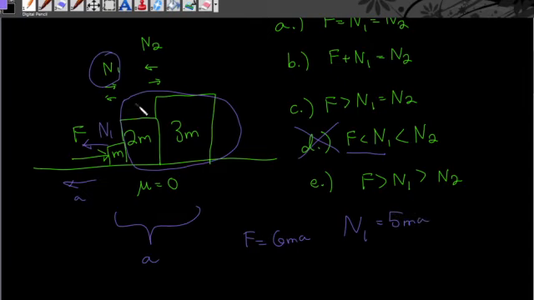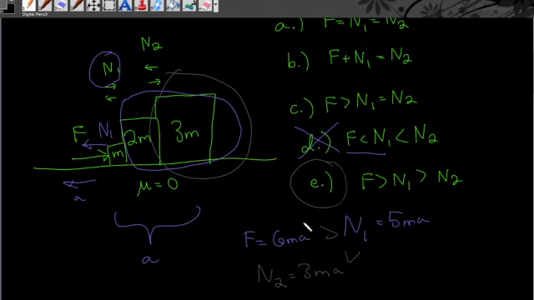And finally, let me change colors. Now let's only look at this final block with 3m. The force on this has to equal 3ma, since its acceleration has to be the same as that of these other blocks, which is a. And the force being exerted on this is n2, so we know that n2 is 3ma. And as we can see, E is indeed the correct answer.